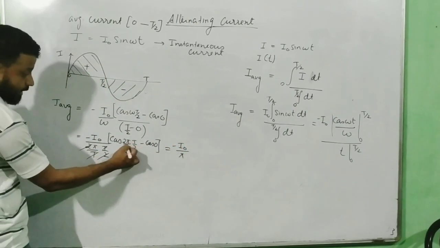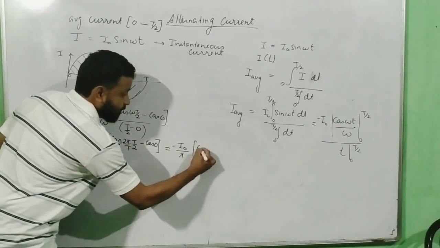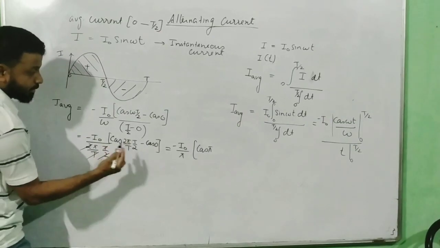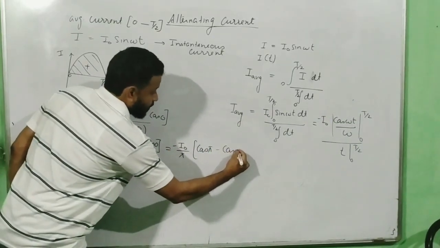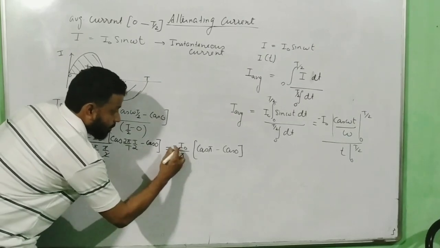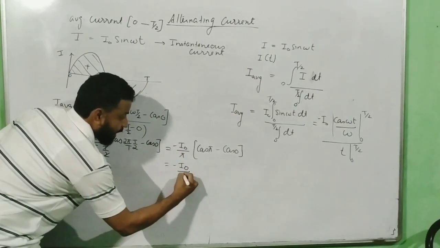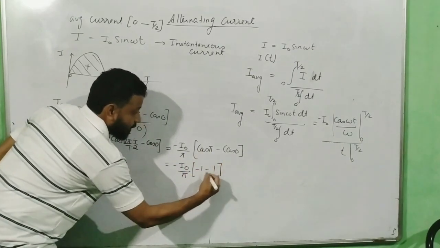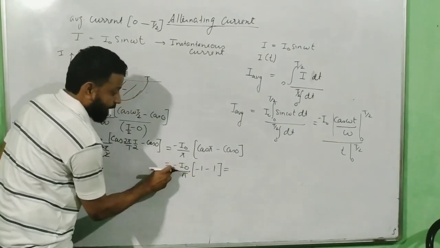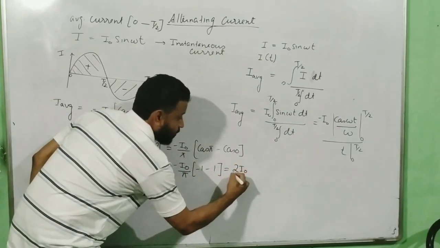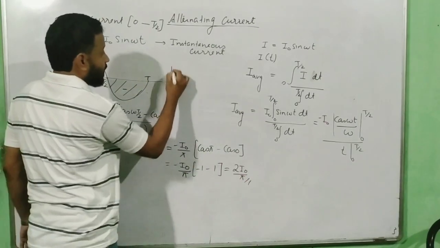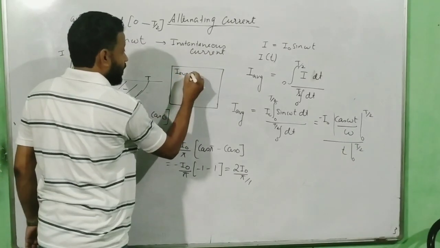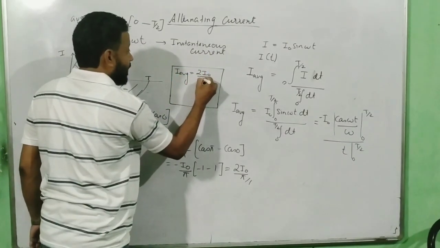T gets cancelled out, 2 gets cancelled out, so here you will get cos pi. T and T, 2 and 2 get cancelled out, only pi remains. So cos pi minus cos 0, and that is equal to minus I naught divided by pi. Cos pi is minus 1 and cos 0 is 1. So the whole thing now becomes minus 2, and minus minus becomes plus. So you will get the value 2 I naught by pi. Hence we have got our first formula: I average is equal to 2 I naught by pi.